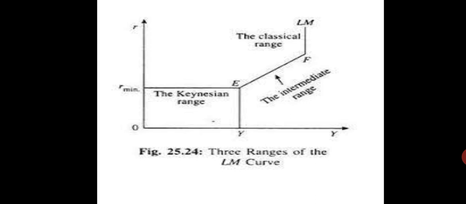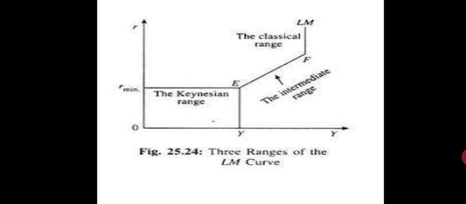And then you can see that from point E to F, that is intermediate range. If a point is closer to E, that means more of government policy or fiscal policy will be effective. A point which is closer to F, that means more monetary policy will be effective, because it is closer to classical range. Classical range starts from F, which you can see is vertical, right? So LM curve is vertical for classical, it is flat for Keynesian because of a liquidity trap, and intermediate range, between E and F, shows that both fiscal and monetary policy will be effective.